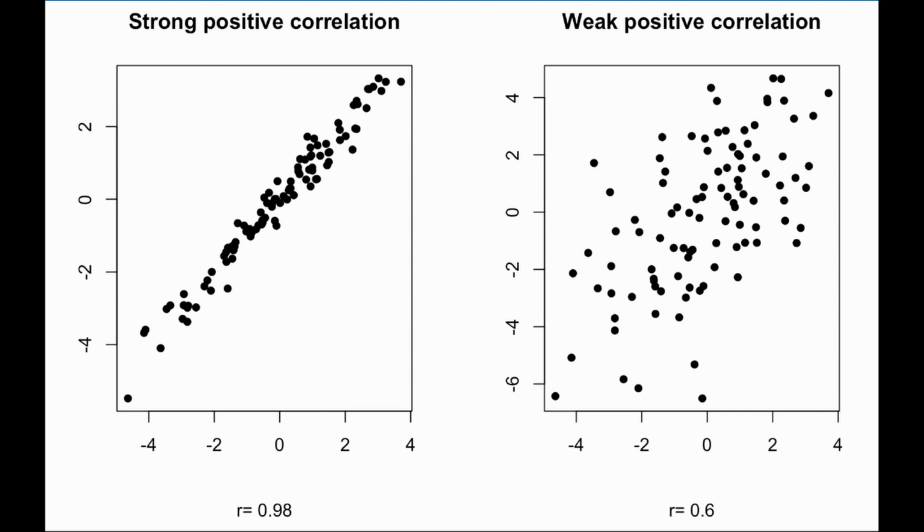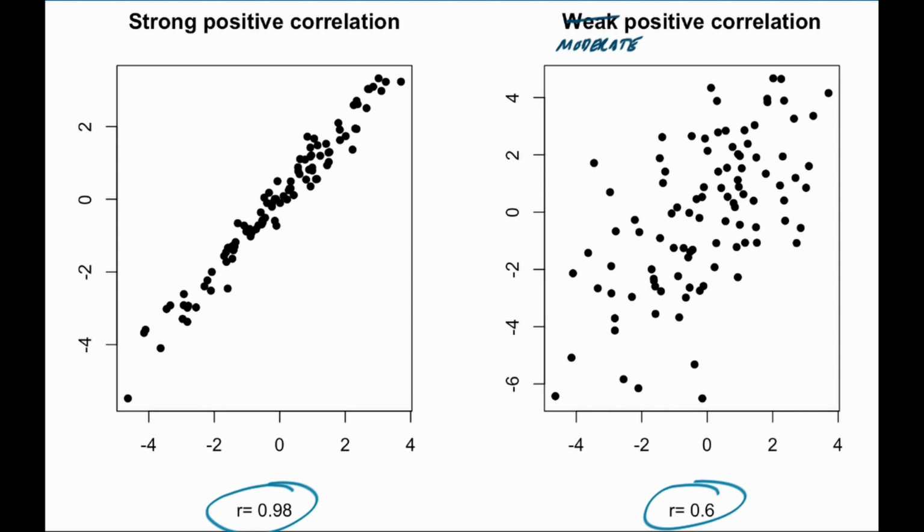Down at the bottom, I've written in the actual correlation coefficient. So this is a really strong correlation. R is 0.98. On the right, we've got a weaker positive correlation with R is 0.6. If you're an ecologist, you probably wouldn't call that a weak positive correlation. If you're a physicist, you'd probably give up science if you got something like that. But as an ecologist, if you got a result like that, you'd be pretty pleased, and you wouldn't call that a weak positive correlation. You'd call it a moderate or even a strong positive correlation.